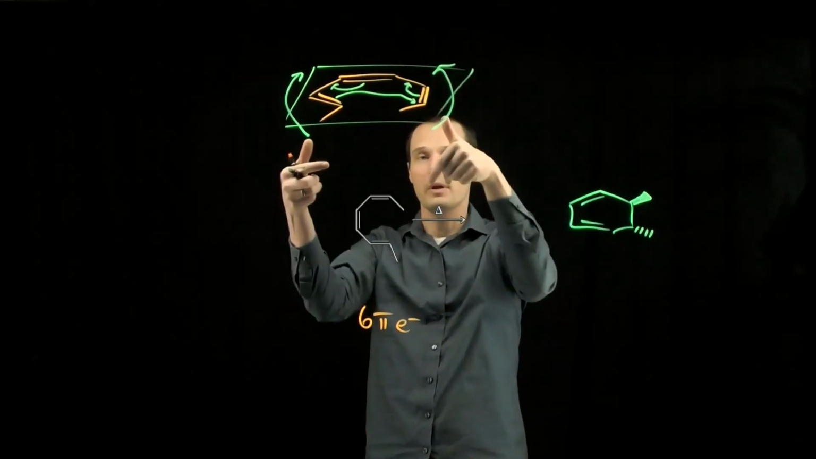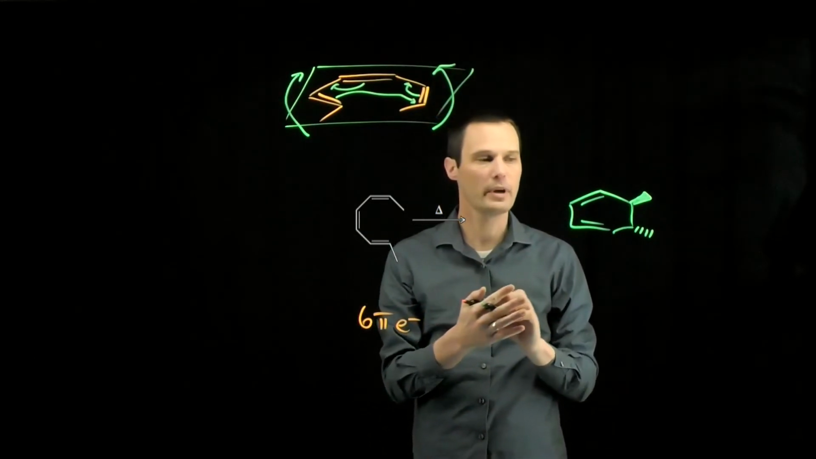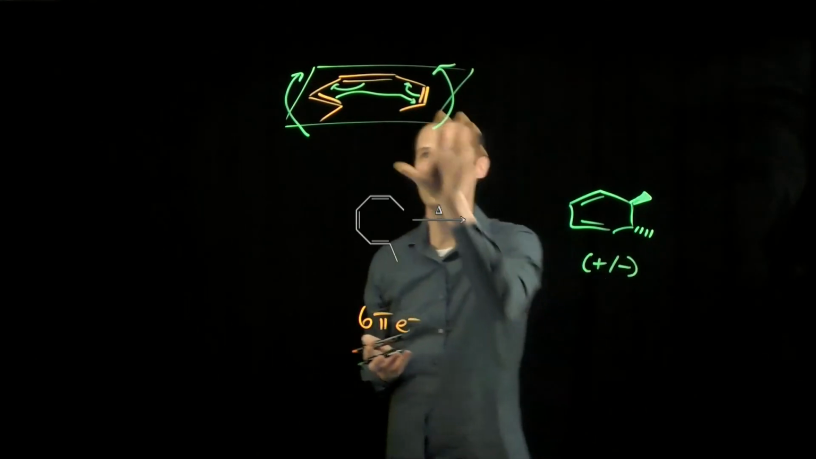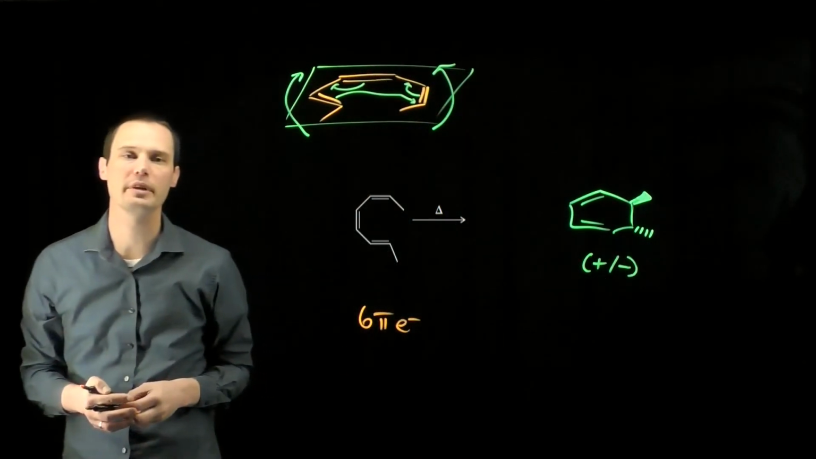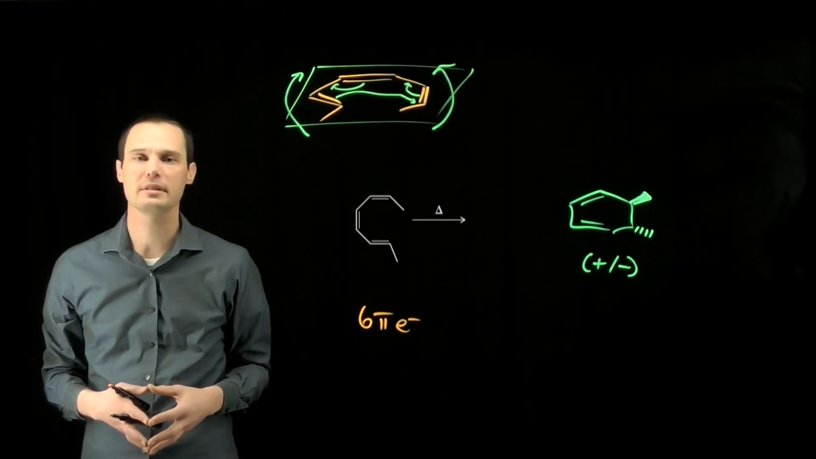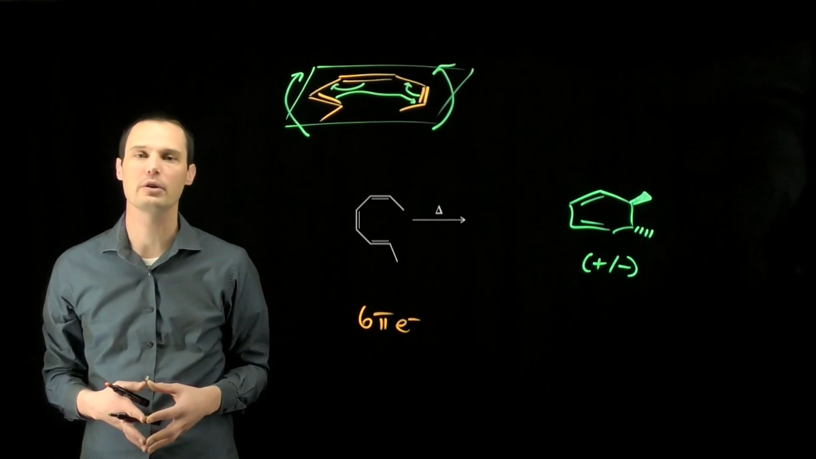The 2 carbons could have rotated the opposite direction, and so we will get the enantiomer of this product. This is a racemic product, depending on which way the 2 carbons rotate in a disrotatory fashion. But this product will be the product of this 6 pi electrocyclization under thermal conditions.